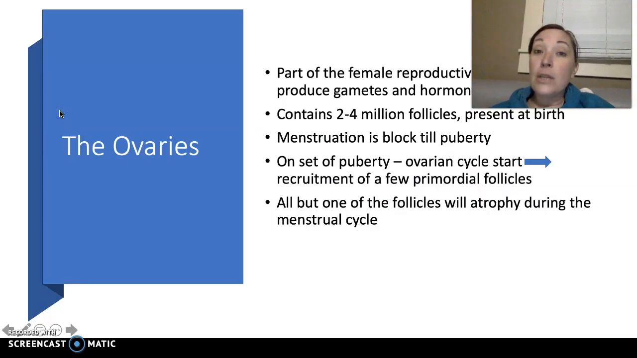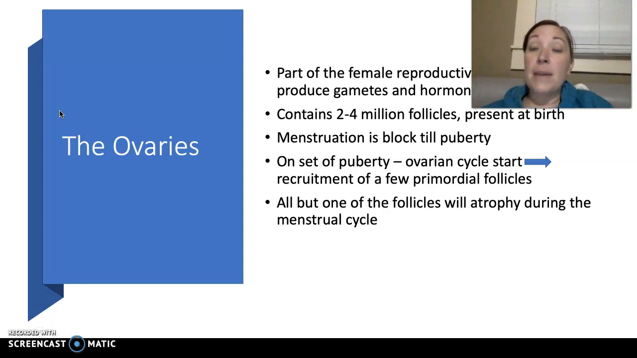The ovaries are part of the reproductive system and they're what produce the gametes. They also produce a lot of the hormones that are responsible for the feedback loops and responsible for the menstrual cycle. So at birth, the ovaries contain 2 to 4 million follicles, but they aren't stimulated and they remain dormant until puberty. Menstruation then starts at puberty, which starts with the onset of the ovarian cycle.